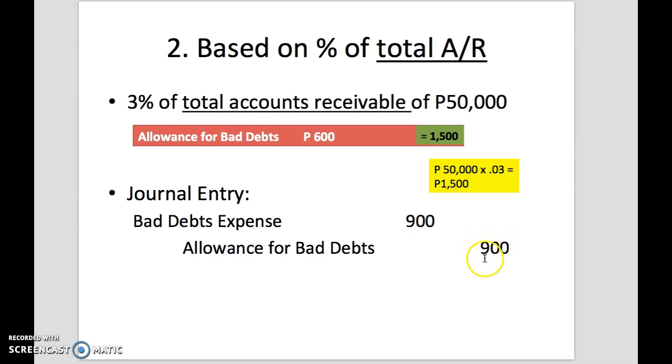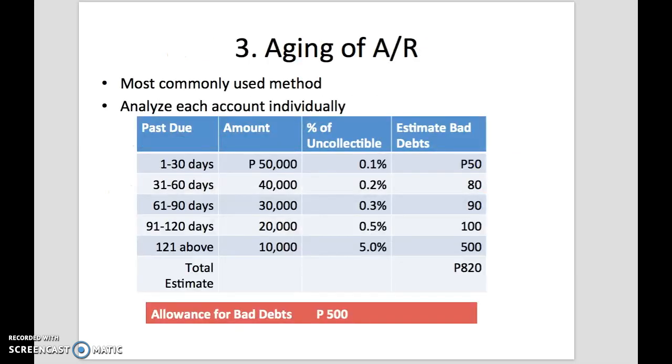In line with this, to increase allowance for bad debts, your bad debts expense will also increase by the same amount. So your journal entry for that period would be debit bad debts expense 900 and credit allowance for bad debts 900. You'll see that from 600 we increased allowance for bad debts by 900, giving us a total allowance for bad debts amounting to 1,500. In the next video, I'll be discussing aging of accounts receivable.